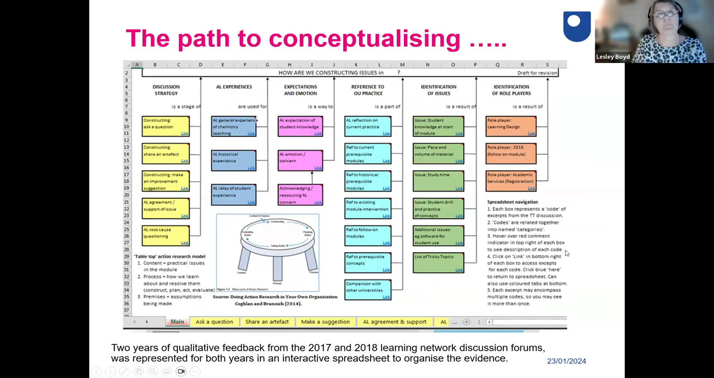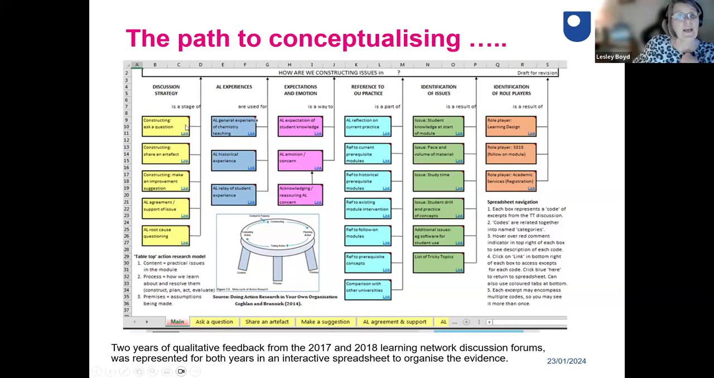So here we go, path to conceptualizing. What I did, and this is just because I like doing this sort of thing and I love to think in diagrams, I'm a very diagram person, is I did it all on a spreadsheet. And so actually each one of these colored boxes here is an open qualitative code. And you could actually even click on the link here where it says link in this spreadsheet, and it will take you to all the pieces of data that I'd coded to that code.